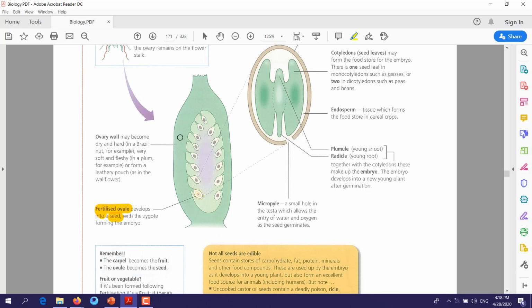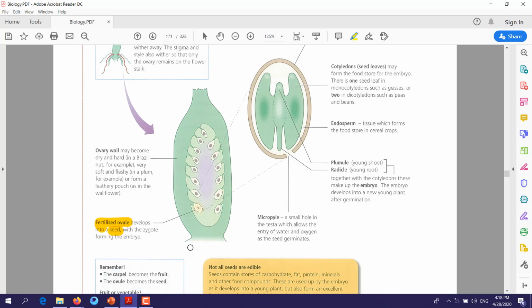As you know, we have different types of fruits. Some of them have dry and hard walls, so this depends on the species of the plant. Then here, this is the ovule. Now we call it the fertilized ovule. Why? Because the male gamete fused with the female gamete here. So the fertilized ovule will turn into a seed. The fertilized ovule develops into a seed.